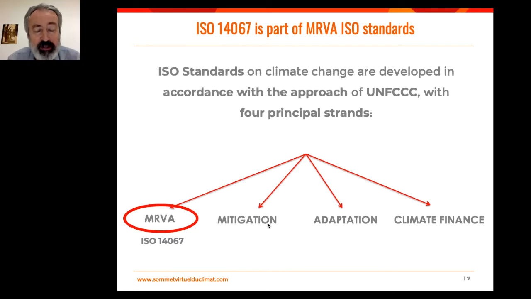Another important point to underline is that the ISO standard is increasingly connected with the UNFCCC approach. Zelina also mentioned before that we may have different interpretations, but I would say that there are 4 principal strands in the UNFCCC: MRVA, monitoring, reporting, verification, and accreditation; mitigation; adaptation; and, as Zelina mentioned before, very important, climate finance. For this presentation, we look only at the area of MRVA, and in particular ISO 14067.